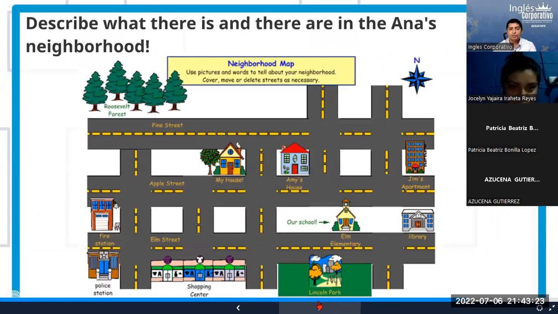And also here we've got a map. Describe what there is and there are in Anna's neighborhood. Okay, what can you tell me? Aquí sí necesito la participación de ustedes. Tell me. Díganme qué es lo que hay y qué es lo que no hay, en singular o en plural, basado en la imagen.